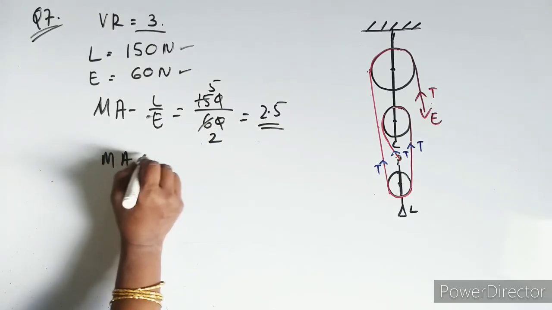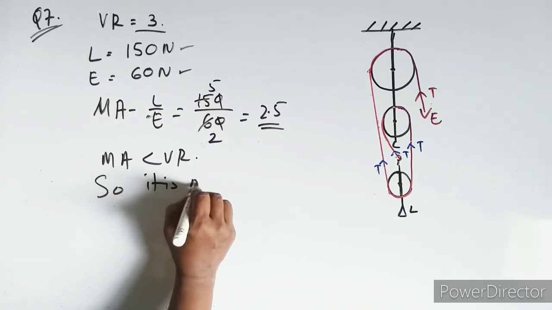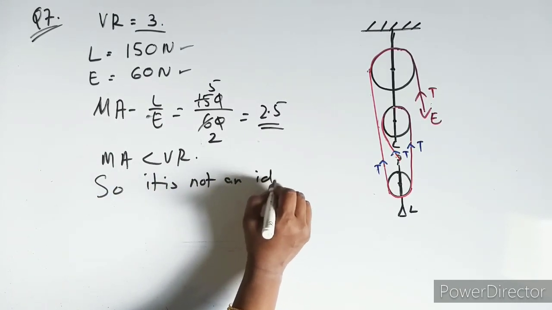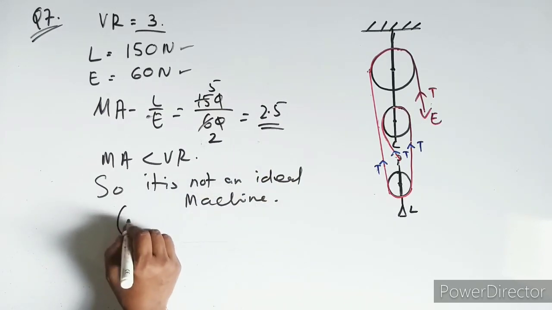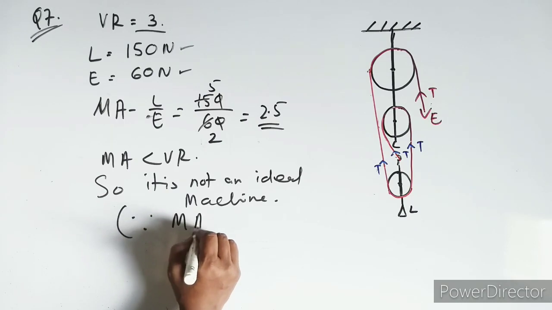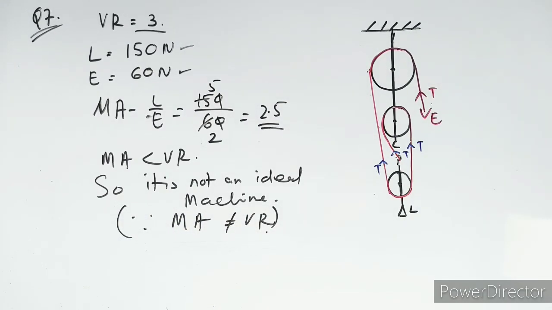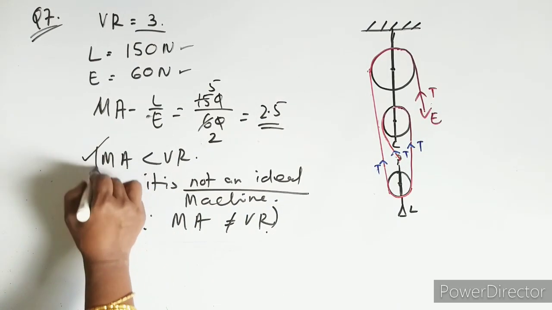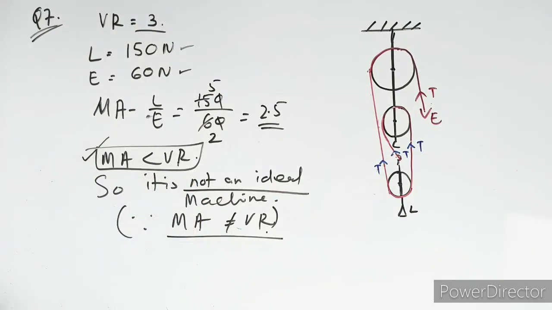So here MA is less than VR. So it is not an ideal machine, because here MA is not equal to VR. So is the pulley an ideal system? No, it is not an ideal machine, because here MA is less than VR, that is, MA is not equal to VR.